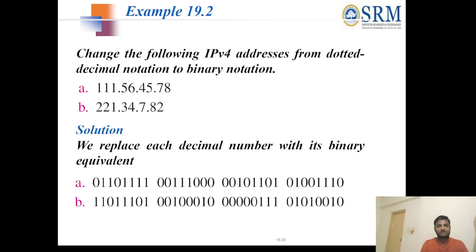In the second question, we have to do the reverse thing, that is, the dotted decimal notations are given and we need to convert them into binary. We use the typical decimal to binary conversion process, and we need to remember that every octet is 8 bits long. Even if it is a very small number, for example 7 here, we have to append all the zeros before the number we get, and the total number of bits for every octet will always be 8.